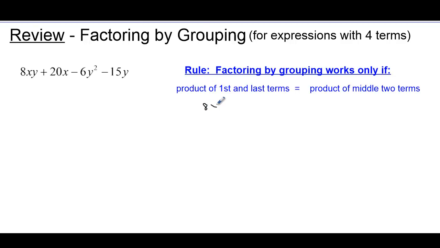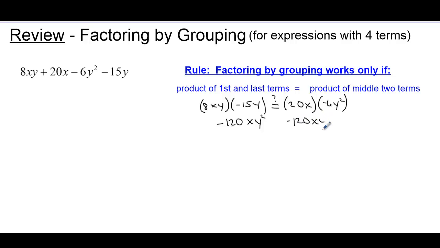The first term is 8xy, and we'll look at the product of that and the last term, negative 15y, and we want to know if that's going to equal the product of multiplying the middle 2 terms, 20x and negative 6y squared. And sure enough, we see that on the left, we get negative 120xy squared, and on the right, we also get negative 120xy squared. So the fact that these are equal tells us that the grouping method will work and that it'll work with the terms arranged the way they are now. So now let's begin the grouping.